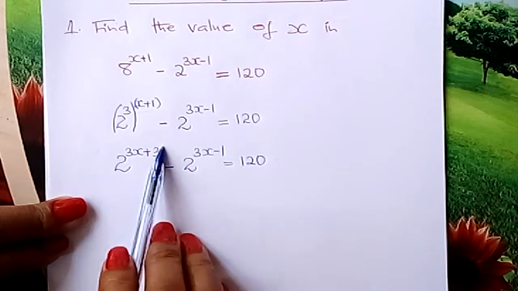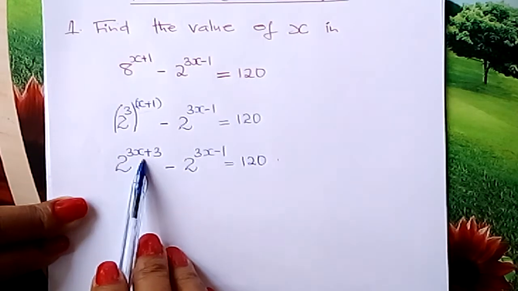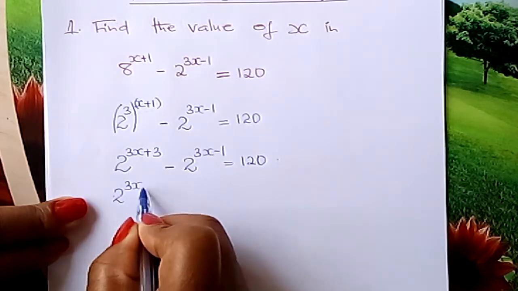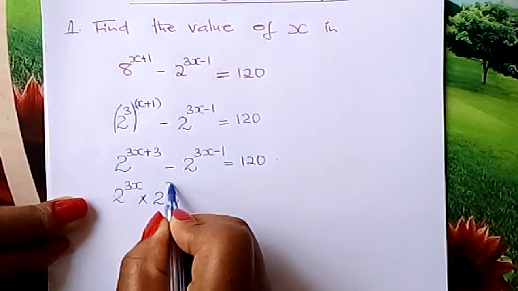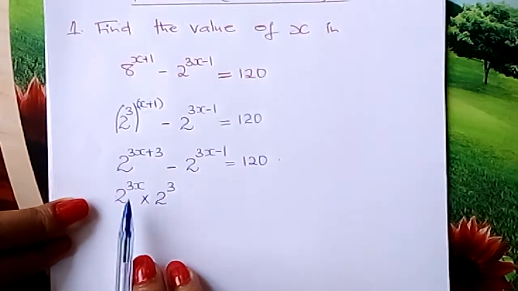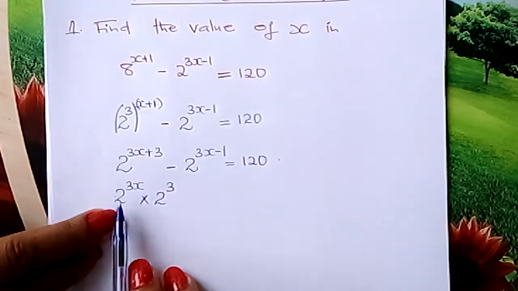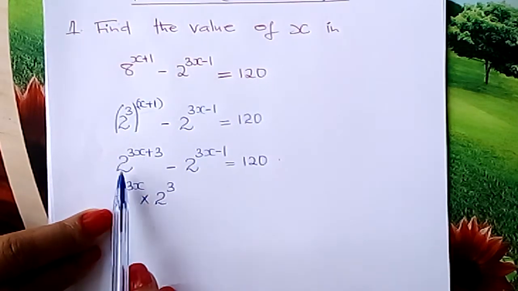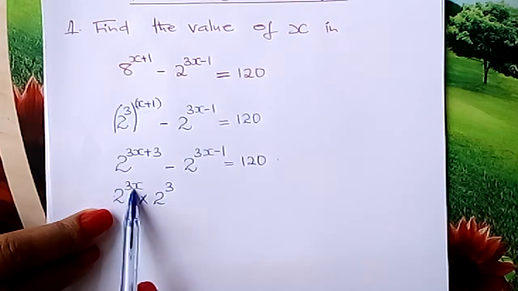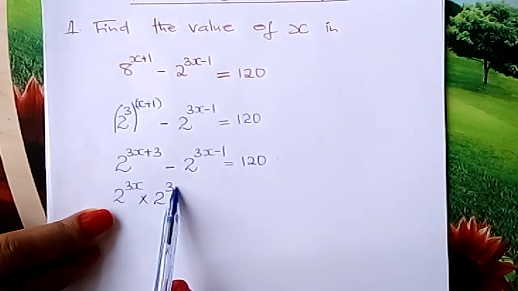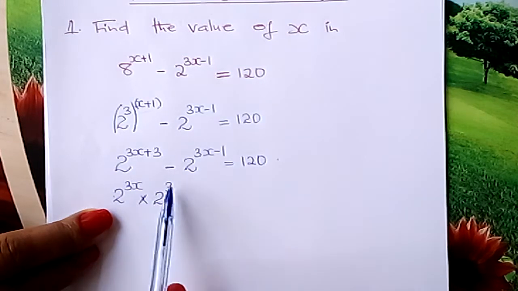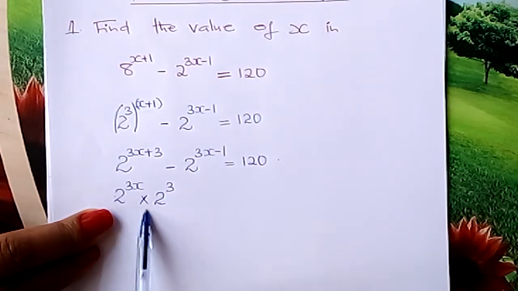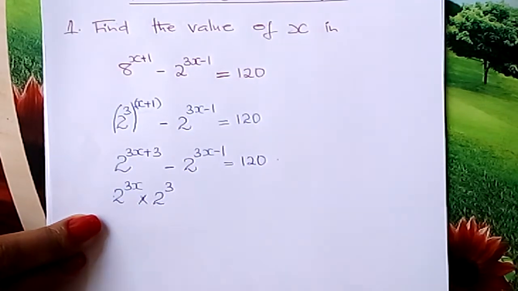Separate these according to laws of indices. So I can write this as 2 raised to 3x times 2 raised to 3. Look at that, learner. According to laws of indices, when you are multiplying common bases, it is the same as just writing the common base, which is 2, then you add the powers. I hope you have got that. If you add these powers, you'll get this. So in other words, this is the same as this.